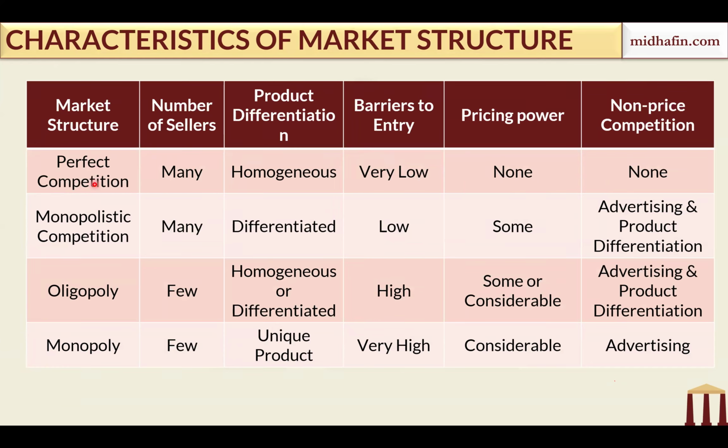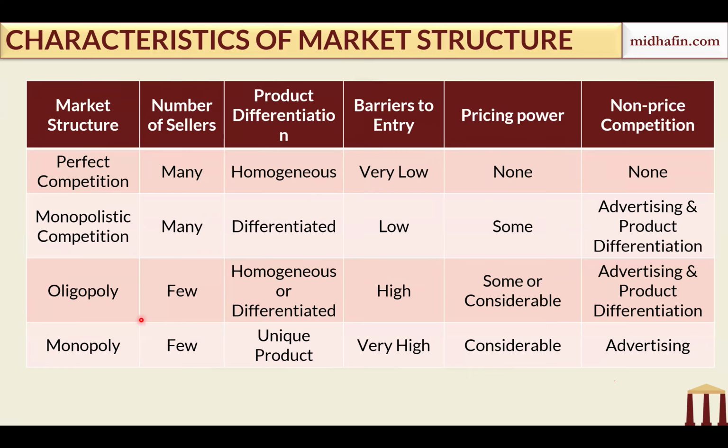In case of perfect competition, you have many sellers, no product differentiation, products are homogeneous, very low barriers to entry, and the pricing power is none for each firm. The level of non-price competition is zero. Then the second market structure is monopolistic competition, where you have many sellers, but there is some level of differentiation. Barriers to entry are quite low. And there is some, not considerable, but at least some pricing power with each firm. In this case, there is some level of non-price competition through advertising and product differentiation.